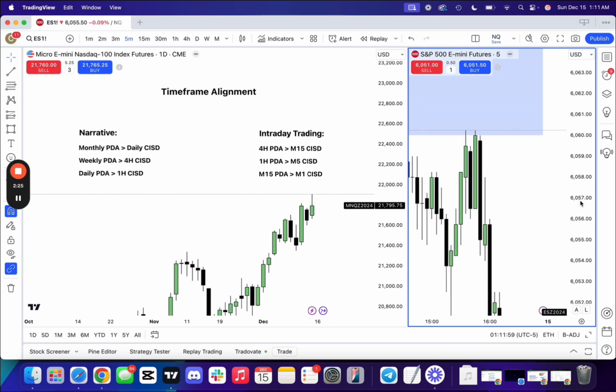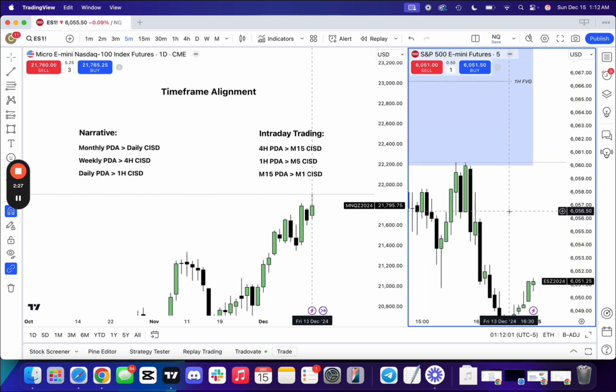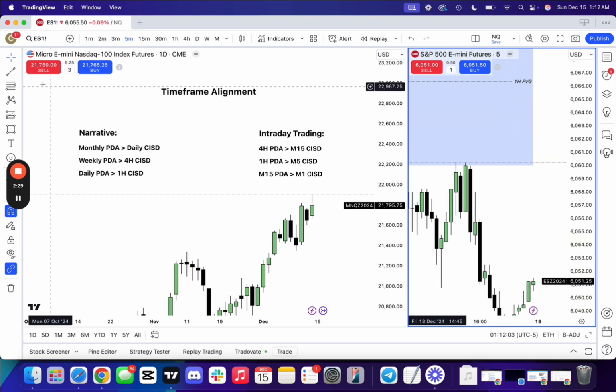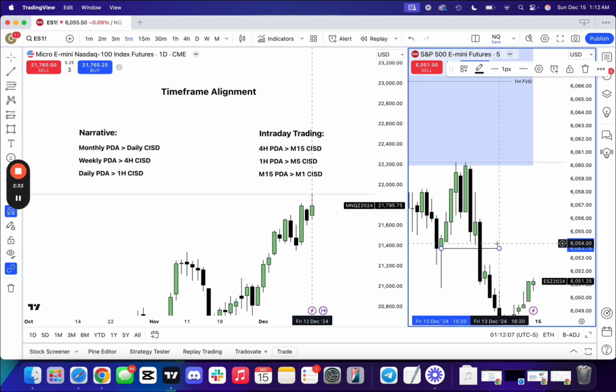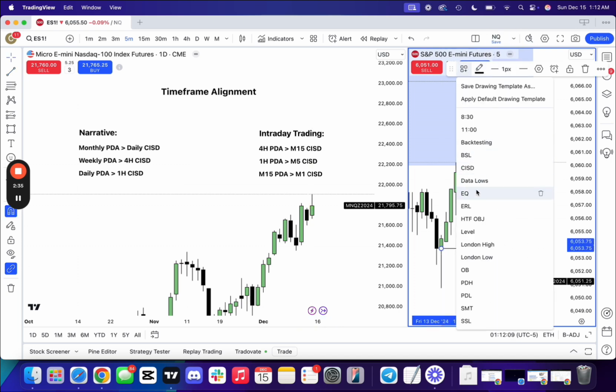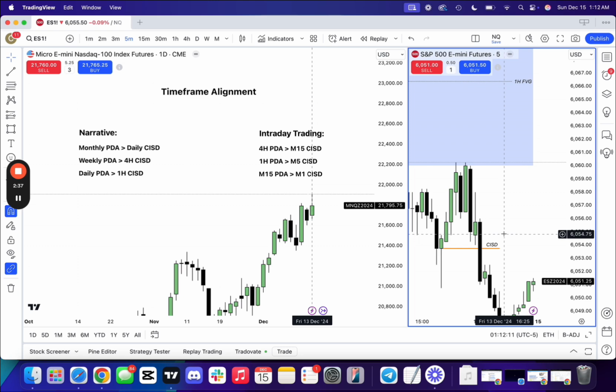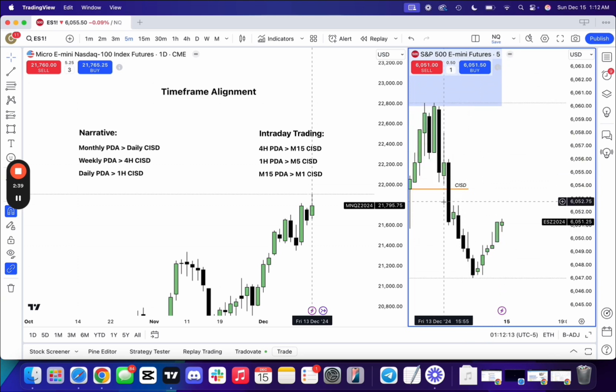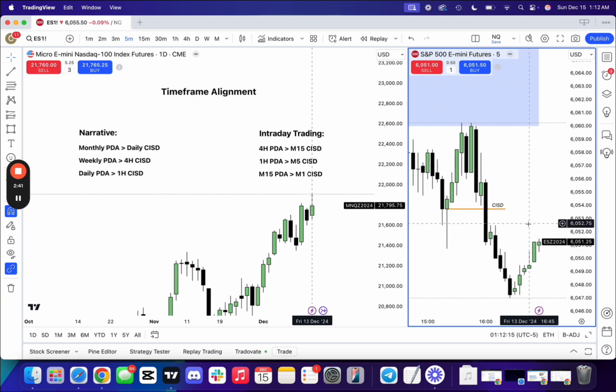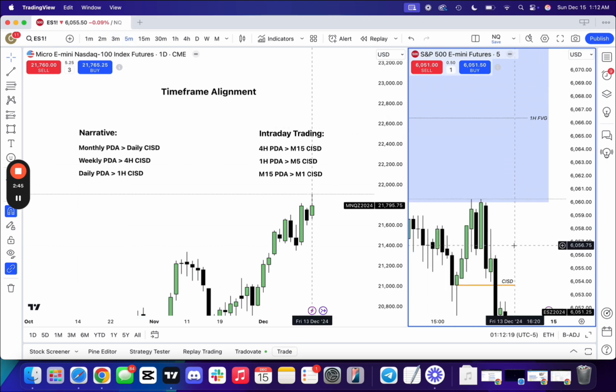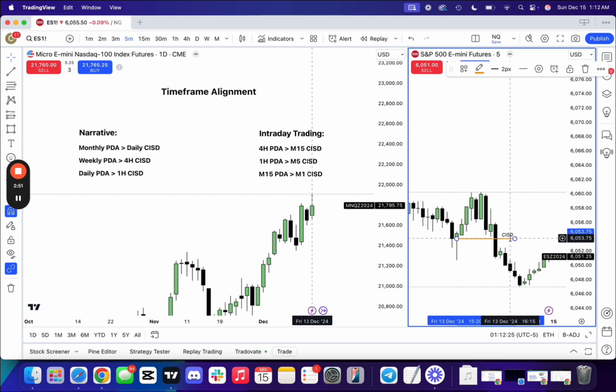So in order for a change in state of delivery to be validated out of this hourly fair value gap, we would need a closure under this series of up close candles that swept highs. So we got that closure right here. So this would have been a probable trade to the downside. You can see I'm trading a 5-minute change in state of delivery out of this 1-hour fair value gap. This applies to every single time frame that I just mentioned.